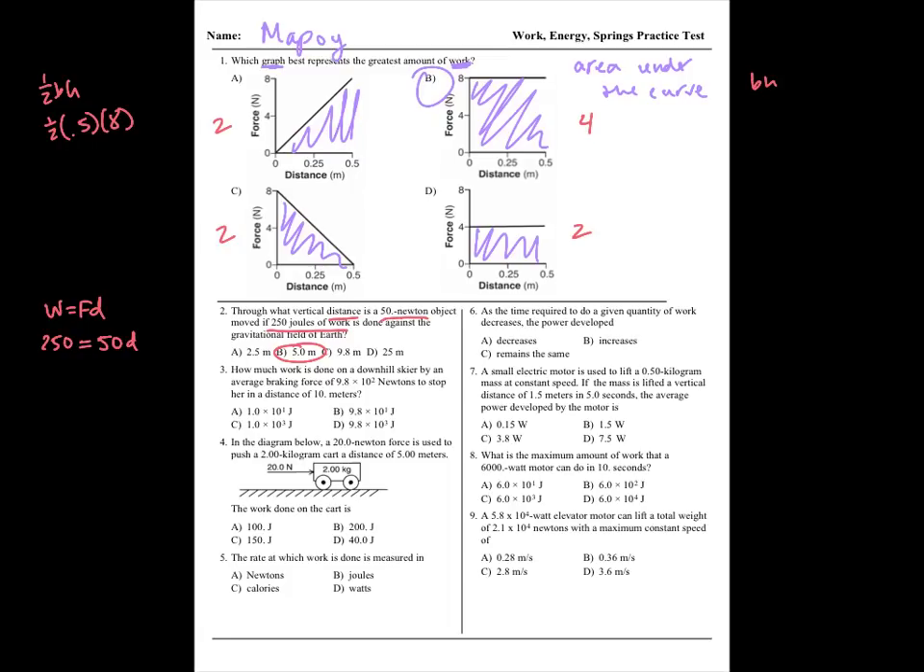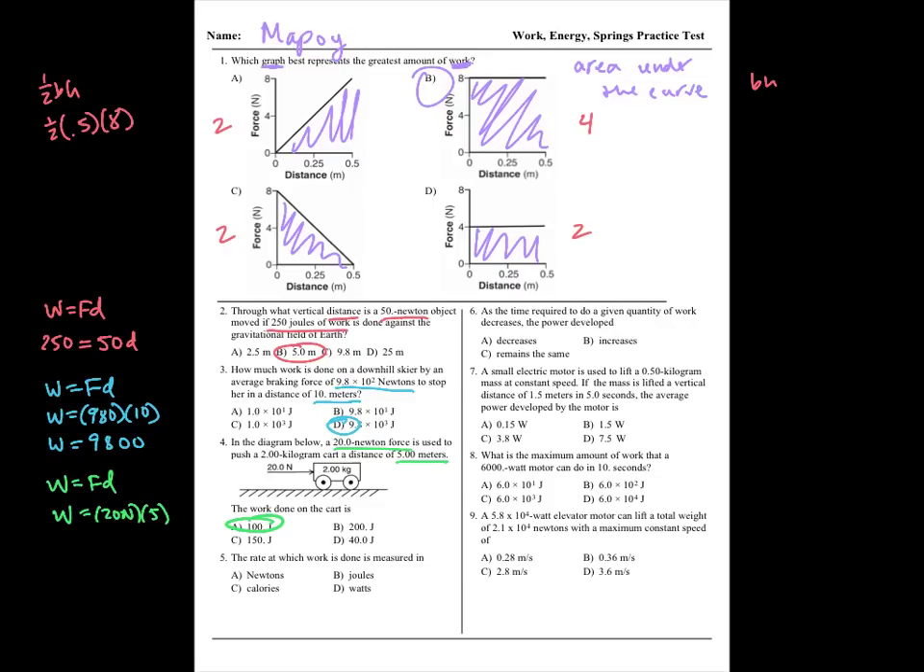Okay, number 3. How much work is done on a downhill skier by an average braking force of this many newtons to stop it in a distance of that? 9.8 times 100 is 980, times 10, 9,800, that's choice D. Number 4, a 20 Newton force is used to push a 2 kilogram object a distance of 5 meters. And that's simple, straightforward calculation.